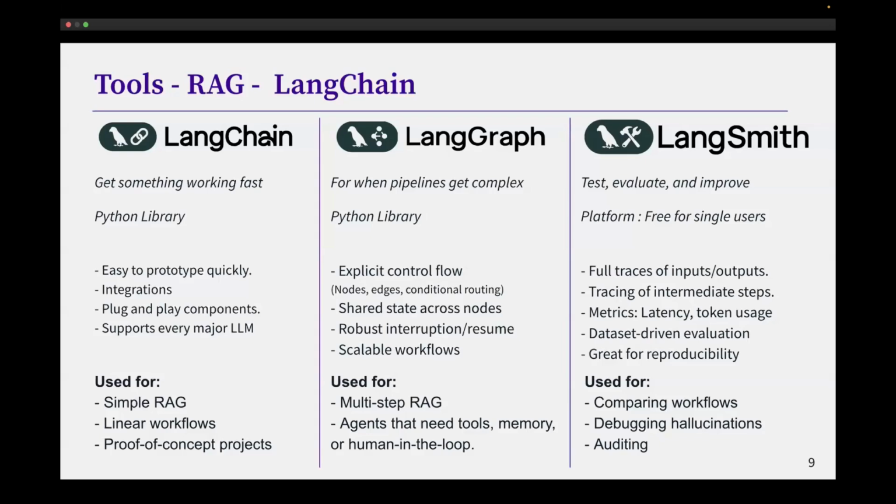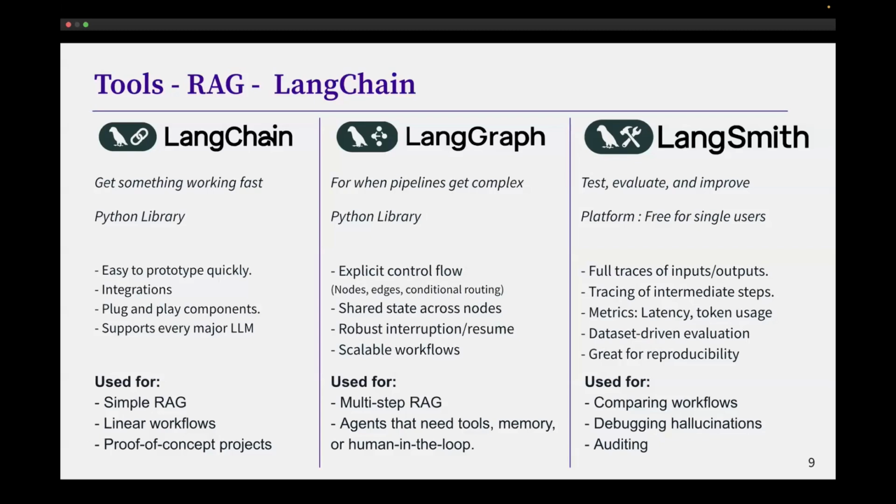But there are 3 principal components here. LangChain, you want to use that to get something working quickly. It's a Python library. It's got many integrations with many different LLMs and different vector databases. The ecosystem in LangChain is huge, and they're very much plug and play components. They support every major LLM and provider. And you use them for very simple RAG, very linear workflows, and proof of concept projects. If someone wanted something, you'd slap it together in LangChain quickly.